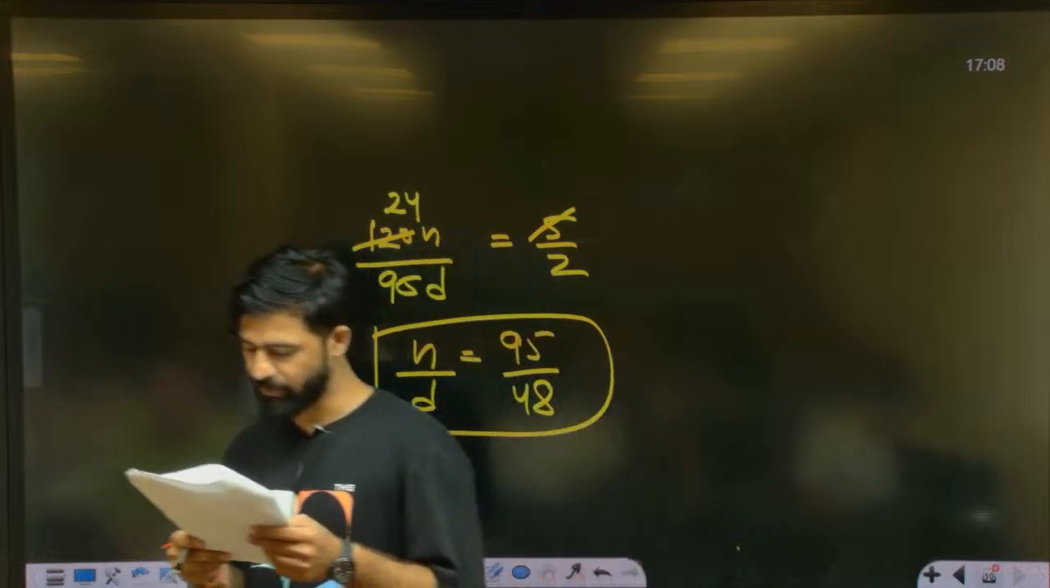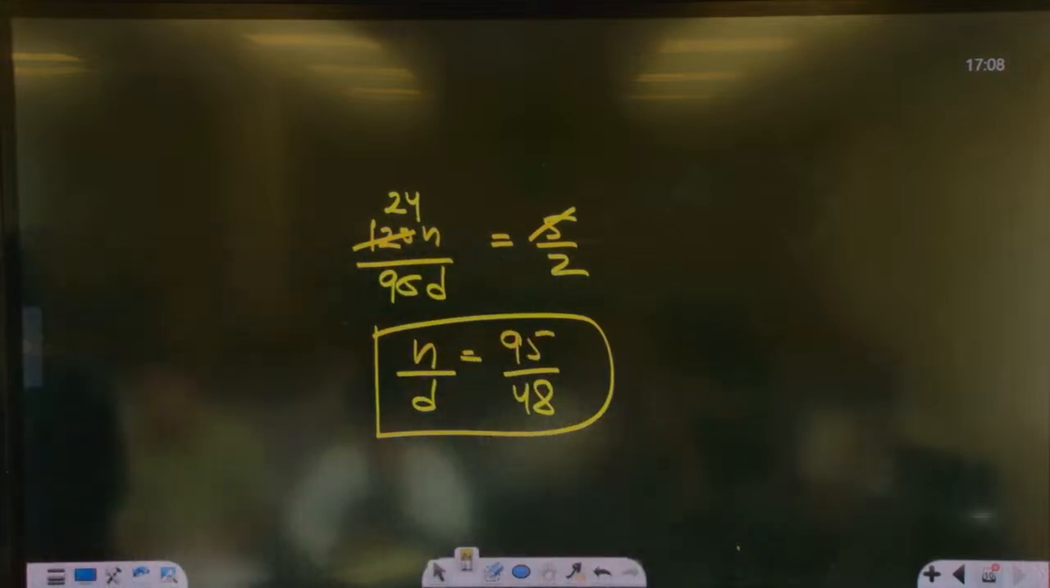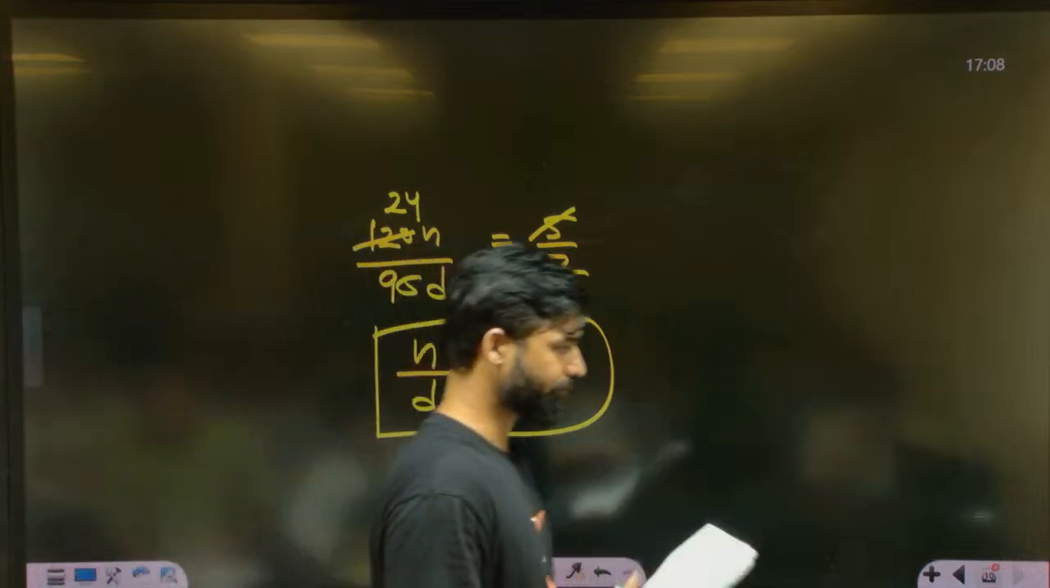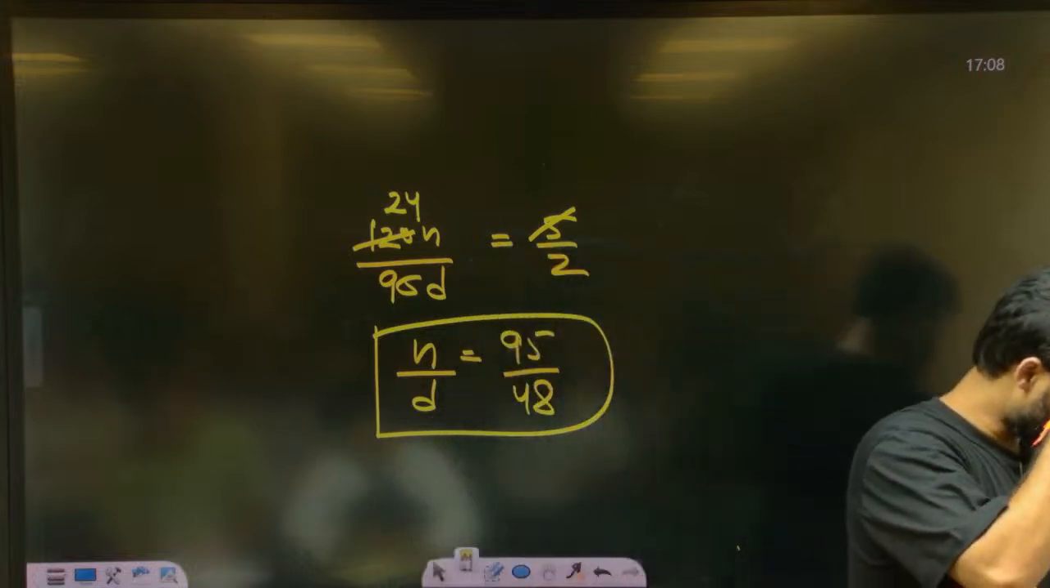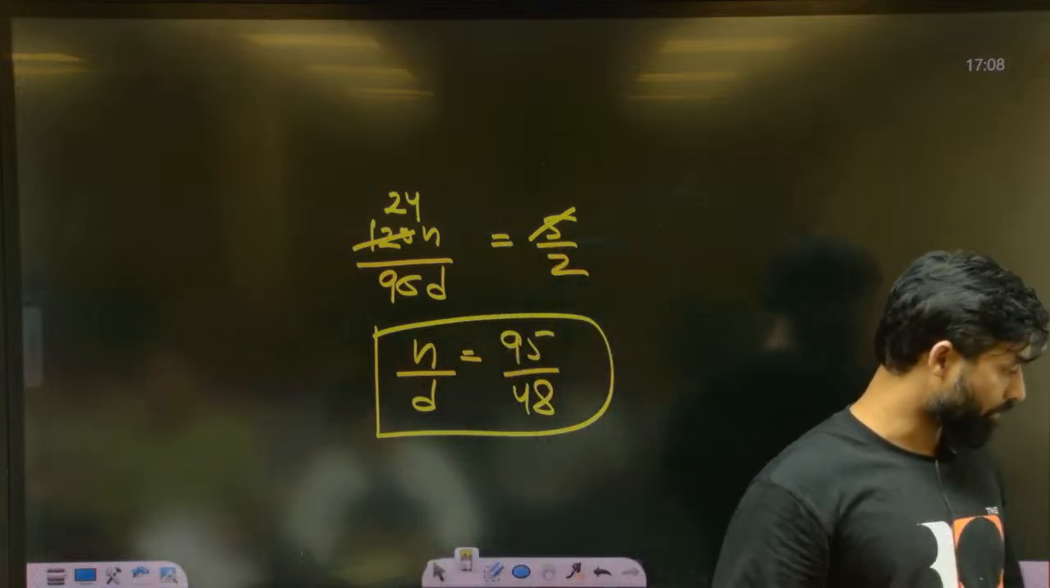Are you getting the same answer? 95 by 48. Okay. Any problem in this? Let's move to the next question. Mr. Prime, 95 by 48. Your answer is correct. Very good.